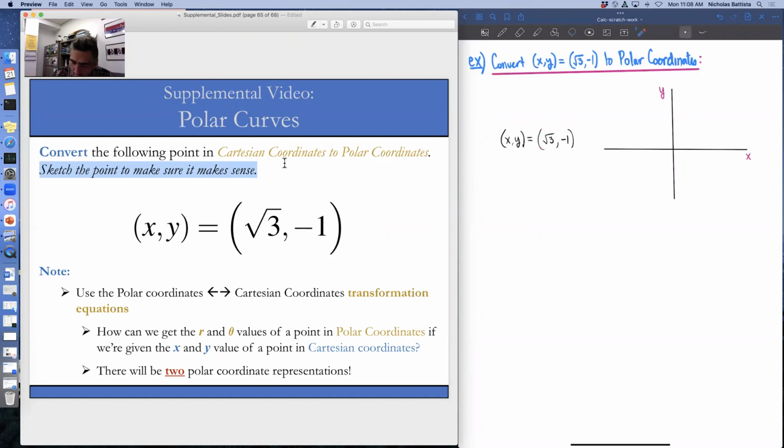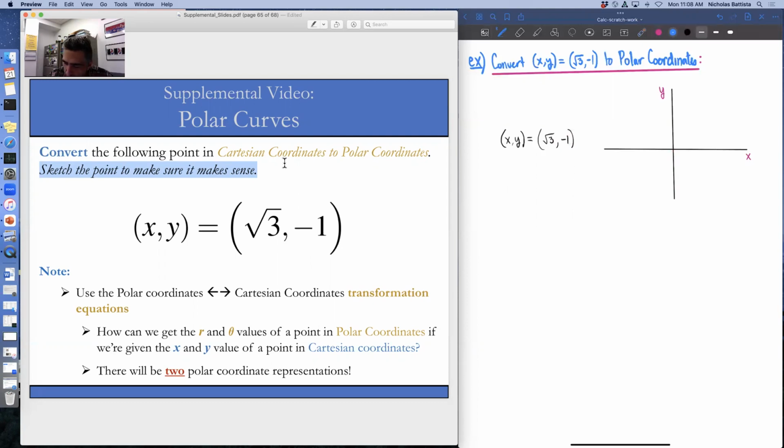All right, so the original point that we're given here in Cartesian coordinates is x is equal to square root of 3. So we're somewhere along the right-hand side of the xy plane because x is positive, and our y value is -1. So we're somewhere on the bottom half of the plane where y is negative. Well, that leads us into quadrant 4. X is positive and y is negative.